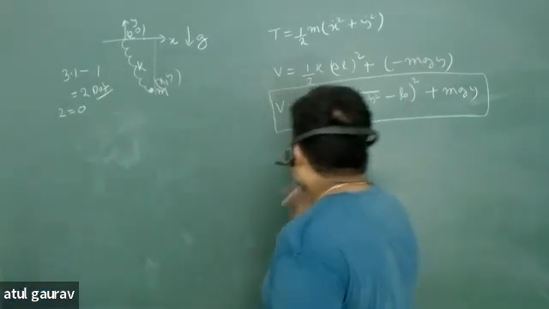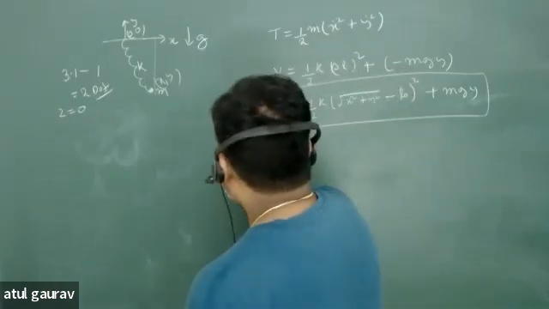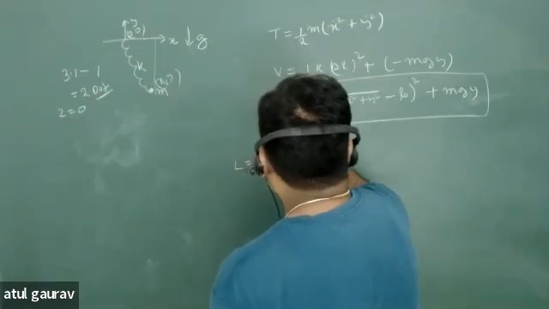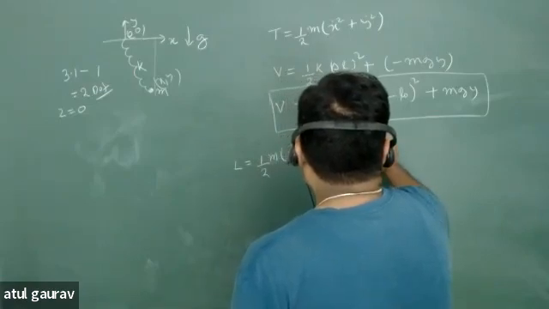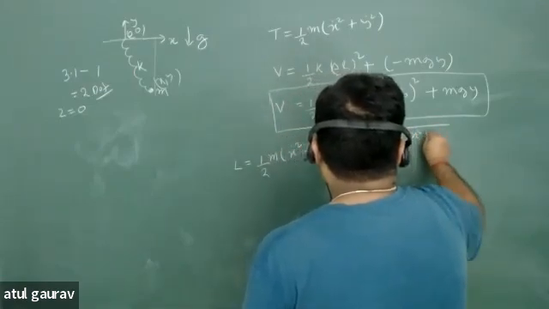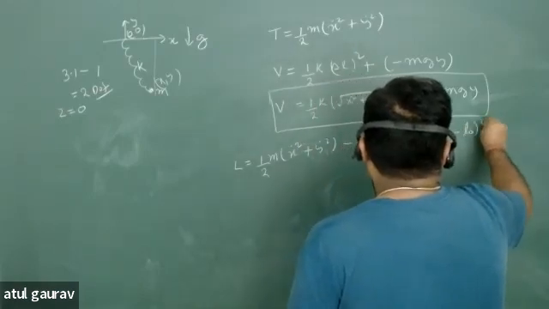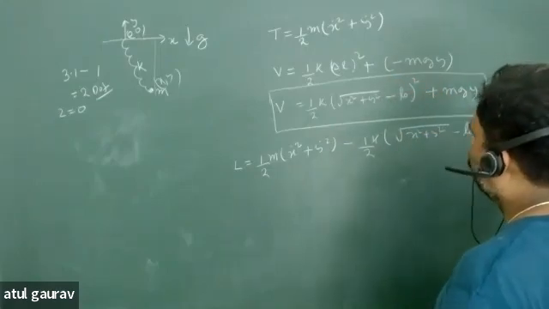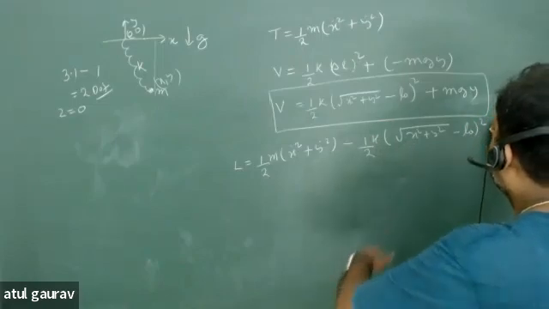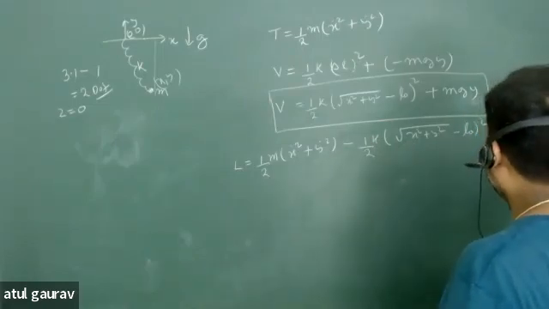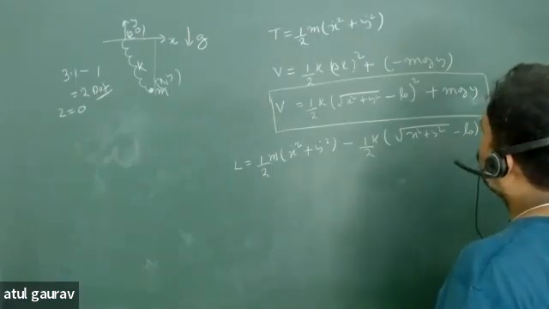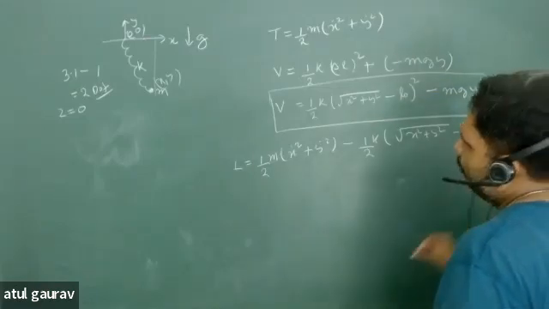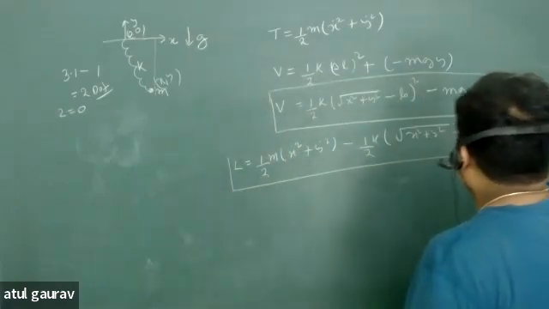Okay. Now, what will be my Lagrangian? My Lagrangian is equal to half m (x dot square plus y dot square) minus half k (square root of x square plus y square minus L naught) whole square, and this value is equal to what? T minus V. Sorry, this will be minus, so this will be plus mgy. So this is my Lagrangian in the Cartesian coordinate system.